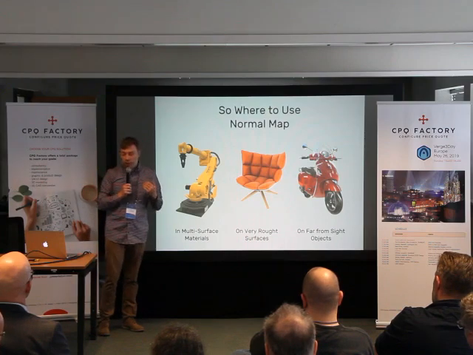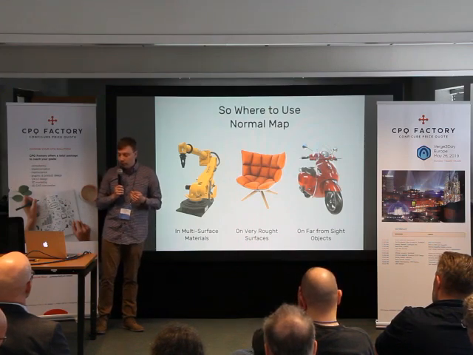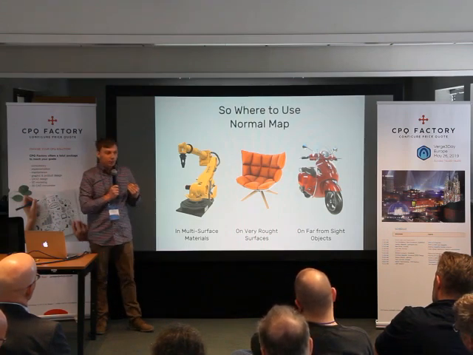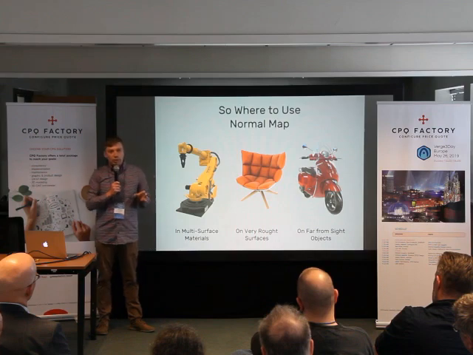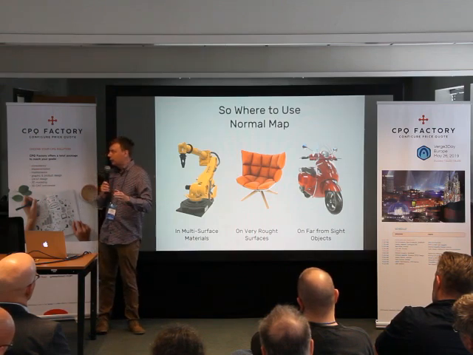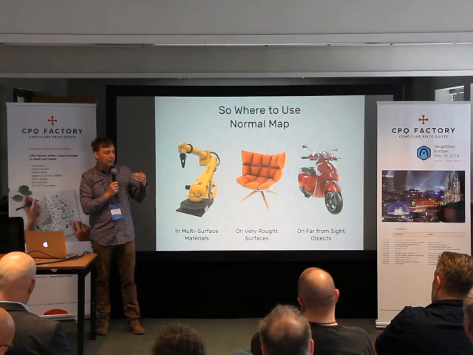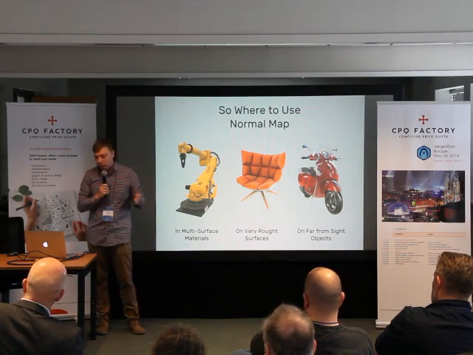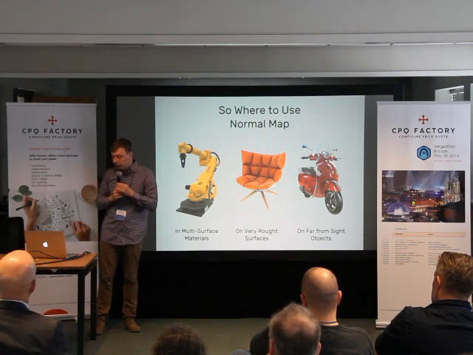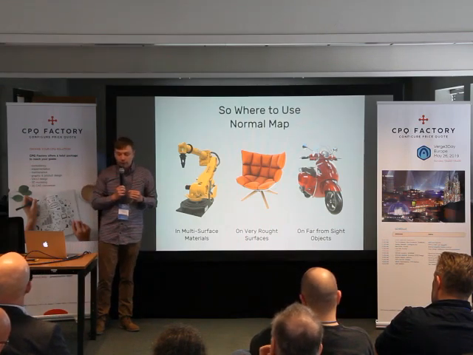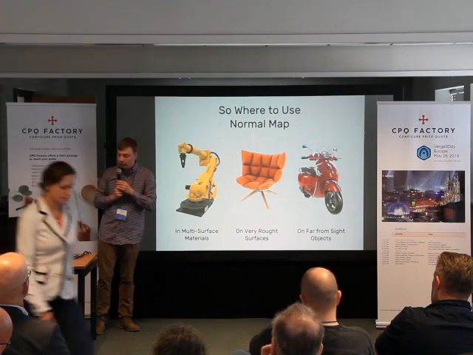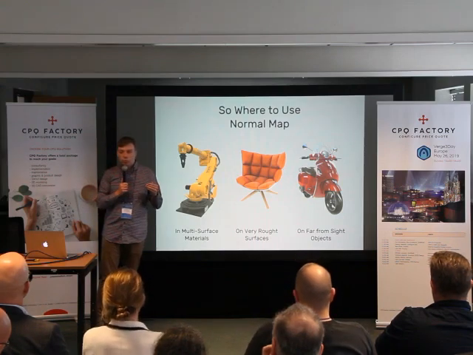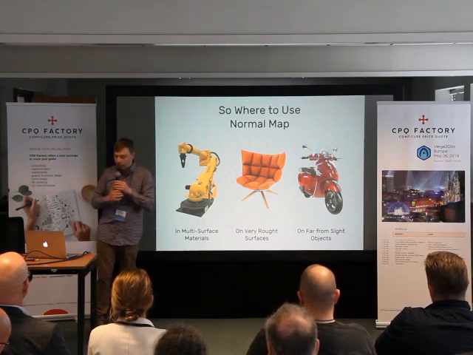So where to use a normal map? You can use a normal map in a multi-surface material when you need to create a lot of small islands with a lot of different surfaces in one material. So it's the usual way to do such things. Also on very high roughness surfaces, for example, like this armchair, and on objects far from sight, when the user can't zoom enough to see these artifacts.